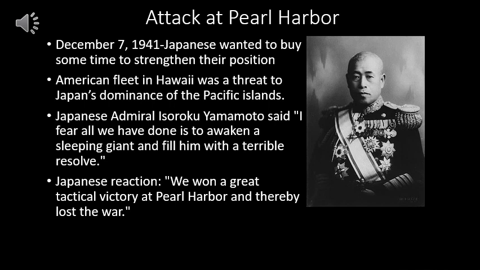The attack on Pearl Harbor took place December 7, 1941. The Japanese wanted to buy some time to strengthen their position. America's fleet in Hawaii was a threat to Japan's dominance of the Pacific Islands. Japanese Admiral Isoroku Yamamoto said, "I fear all we have done is to awaken a sleeping giant and fill him with a terrible resolve."